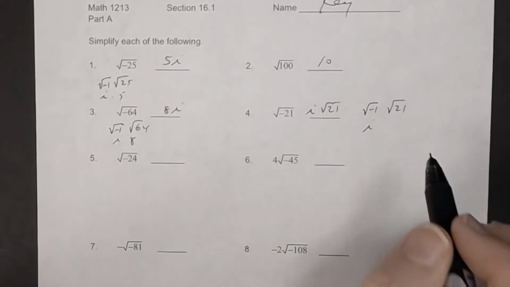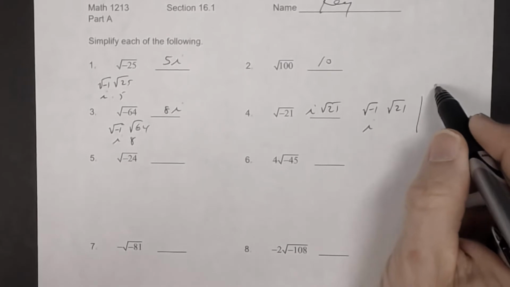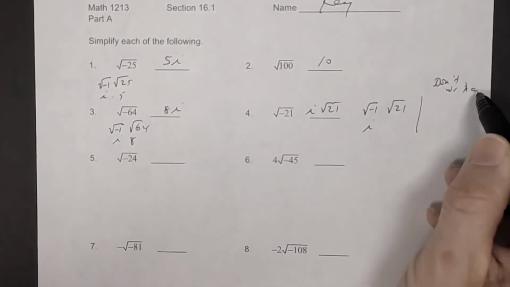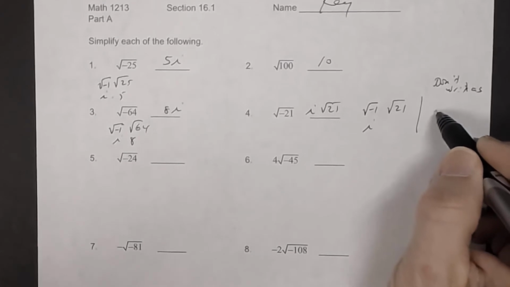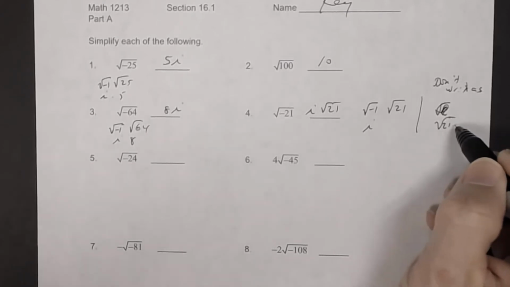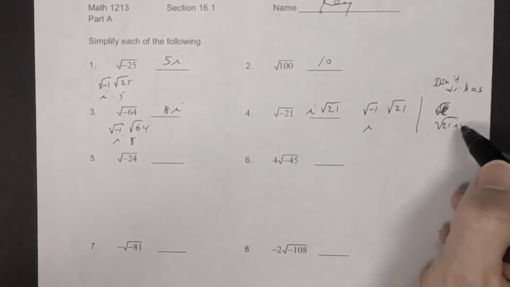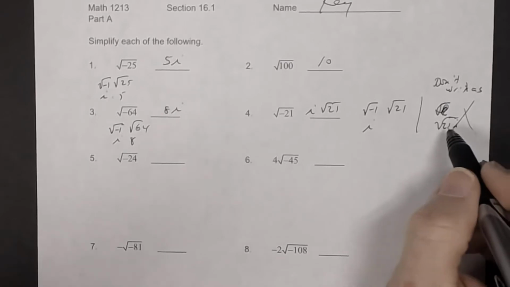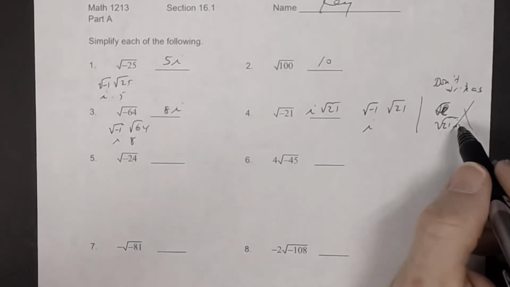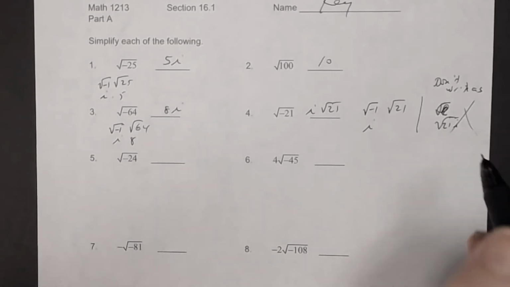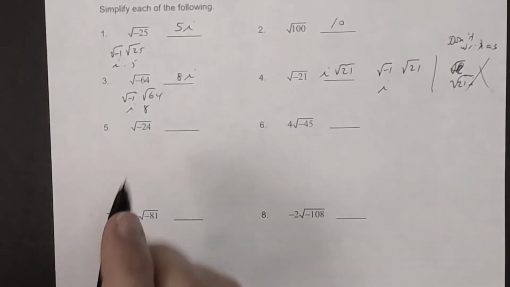Now, be very careful. Some of you don't write it like this. Some of you write it as square root of 21, and you have an i like this, like your i is underneath the square root. That cannot be. The i cannot be under the square root. So that's why it's always a good idea to put the i in front, so that way you don't make that mistake. Okay? All right, now number 5.